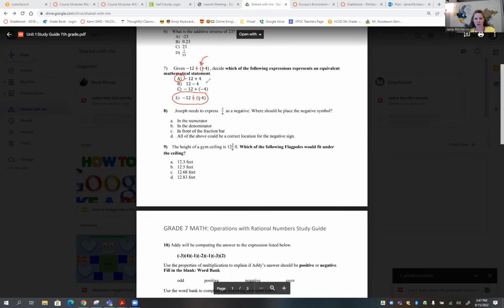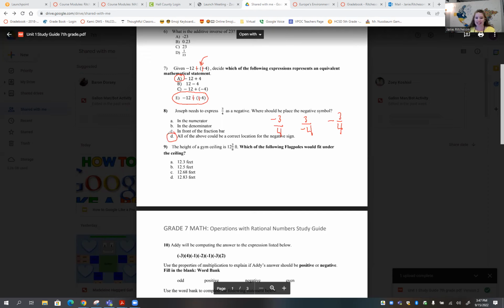All right, number 8, Joseph needs to express 3/4 as a negative. Where should he place the negative sign? Well, if I put the negative in the numerator, that represents a negative number. If I put the negative sign in the denominator, that's also a negative number. Or I could put it in front of the fraction bar. So all of these are correct.